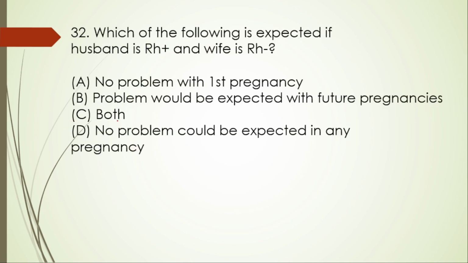Next, 32. Which of the following is expected if husband is RH positive and wife is RH negative? A. No problem with first pregnancy. Yes, right, as I said before. B. Problem would be expected with the future pregnancies. Yes, this one is also right. So both.